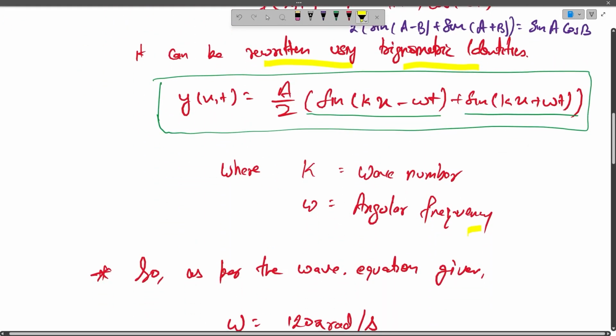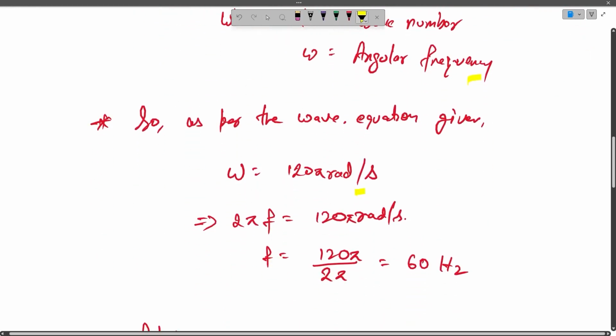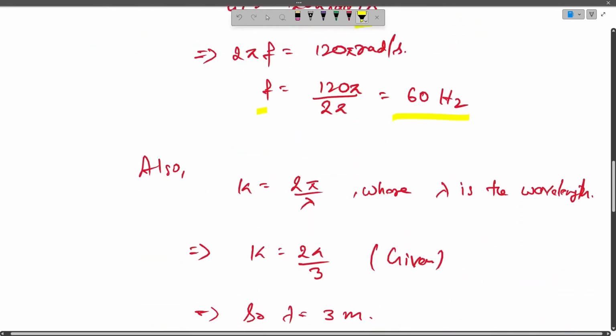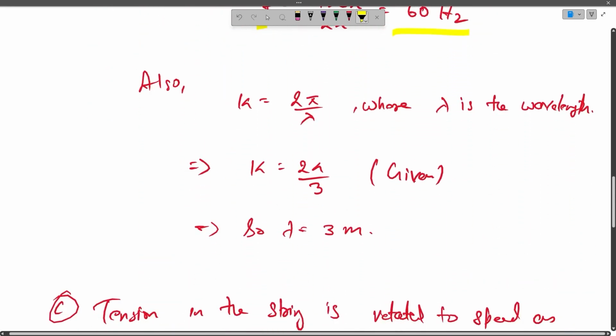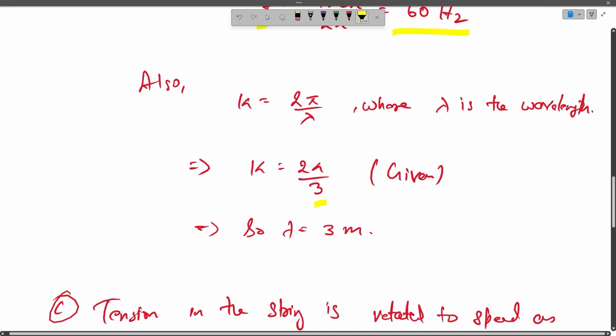By equating these two relations, we find that ω equals 120π radians per second. ω can also be written as 2π times the frequency. Now the frequency we can calculate as 60 hertz. Similarly, we can find the value of k by relating these two equations. k equals 2π/λ, where λ equals 3 meters. So from the given equation we have found the frequency and wavelength.